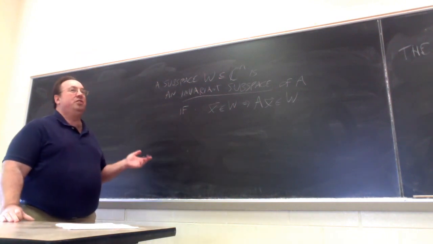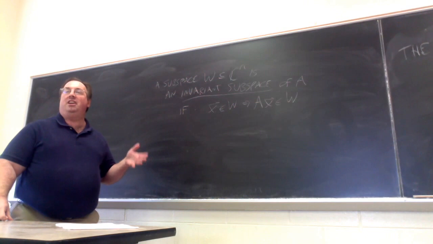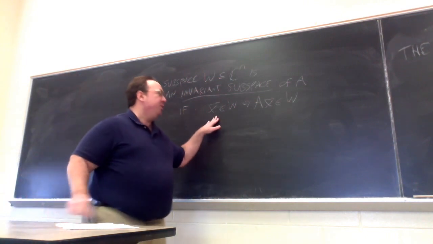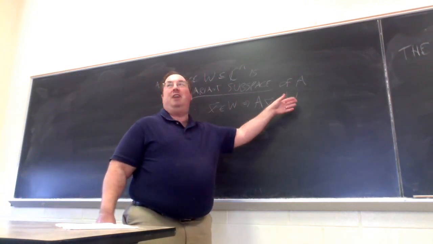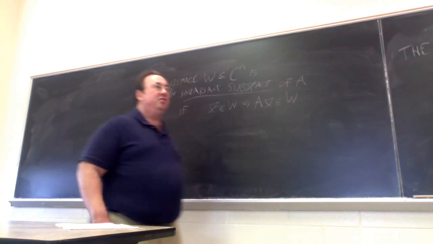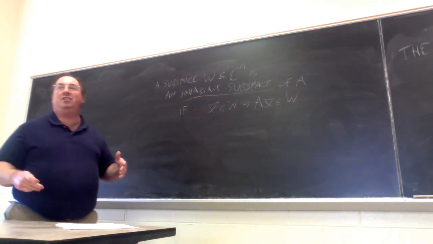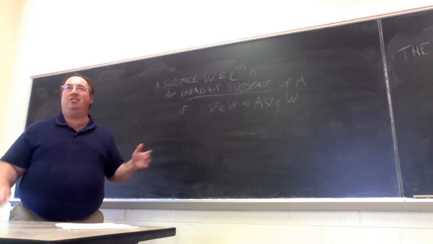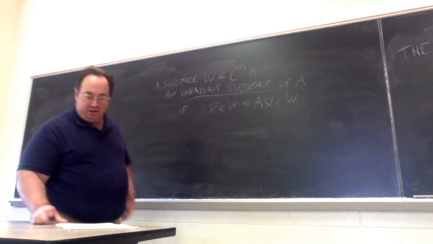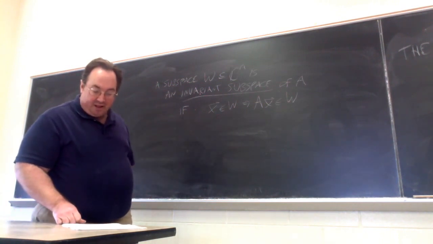A one-dimensional invariant subspace would be just an eigenvector, because you have an eigenvector, you multiply it by A, it's just multiplied by the eigenvalue, it's still in that one-dimensional space. So you can think of an invariant subspace as a generalization of eigenvectors to higher dimensional spaces.